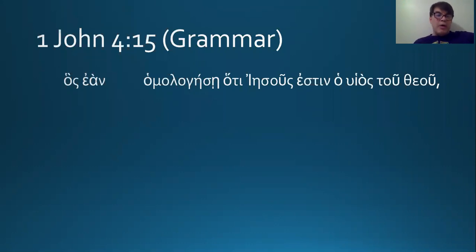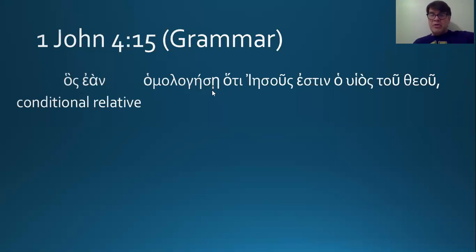Okay, so I already mentioned that this is a conditional relative construction. The hos is the relative part, and the ean is the conditional part. So it's not just who, it's whoever. It's a little uncertain, isn't it? It's not, that's the guy who hit me. It's whoever hit me. It's less certain. And so with the ean, we know subjunctive is coming. Subjunctive is coming. And we're not disappointed with homologese.